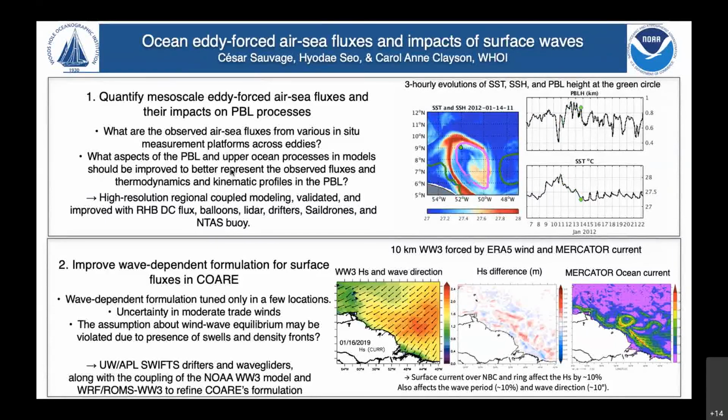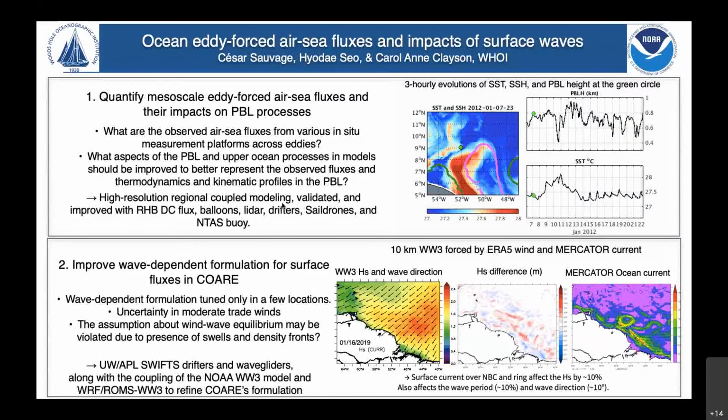You can see this impact of the ocean eddies and currents on the boundary layer. So what are the size, magnitude and distribution of the air-sea fluxes driven by mesoscale eddies in this region? And then if you know that from the observations, what aspect of the model, like the PBL scheme and surface layer scheme in the atmosphere or the ocean mixing scheme in the ocean, what aspect of those model parameterizations should be improved to better represent those processes? Not just air-sea heat flux, but mostly the thermodynamic and kinematic profiles of the boundary layer, so they can impact the clouds and radiation, stuff like that.